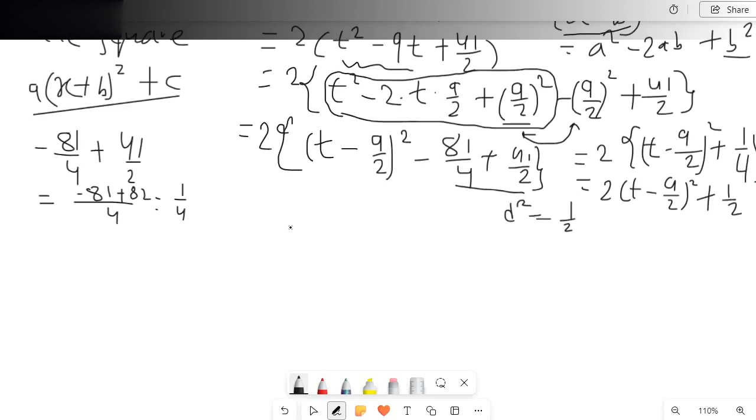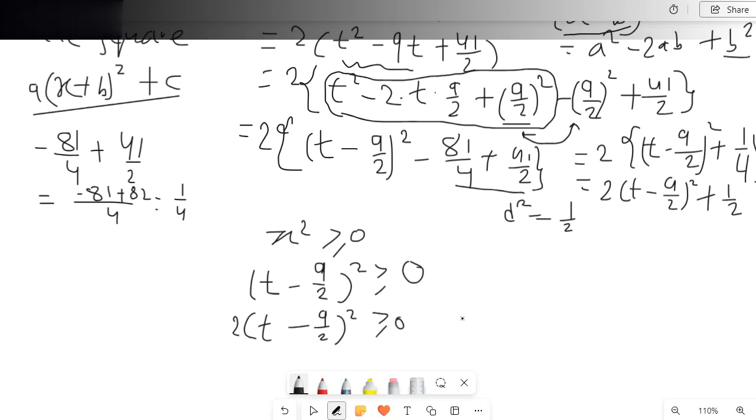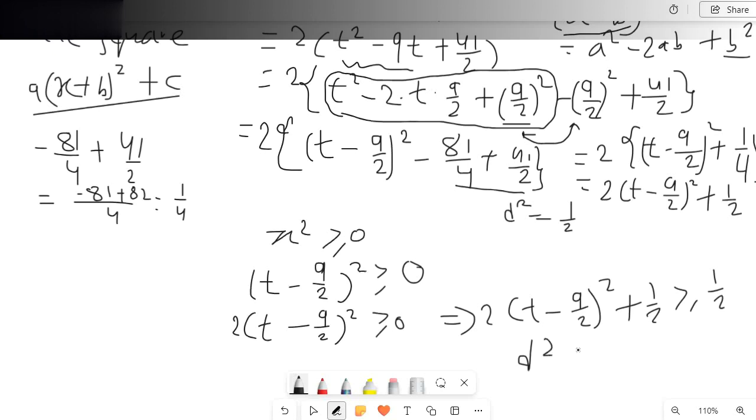Because we know that the value of any square, for example x square, is always greater than or equal to 0. So we can say that (t minus 9 by 2) whole square will always be greater than or equal to 0. So therefore, if we multiply it with 2, the inequality should remain the same, and adding half to both sides, we should get 2(t minus 9 by 2) whole square plus half is greater than or equal to half, meaning that d square will always be greater than or equal to half. So we can say that the minimum value of d square should be half.